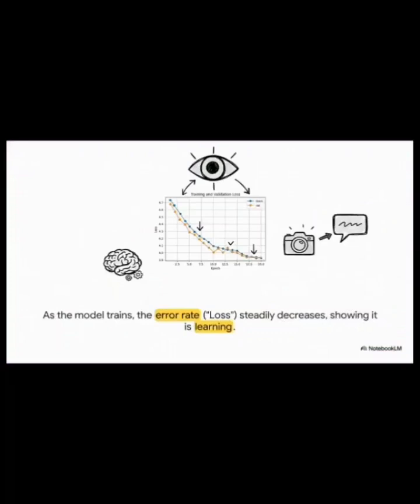So how do we know if it's actually learning? Well, we keep track of its loss, which is just a fancy word for its error rate. Basically, how wrong are its predictions? We run it through the entire dataset 20 times. Those are called epochs. And what we want to see is that error score go down, down, down. And as you can see from this chart, that's exactly what happens. That falling line is the sign of a good student hard at work.